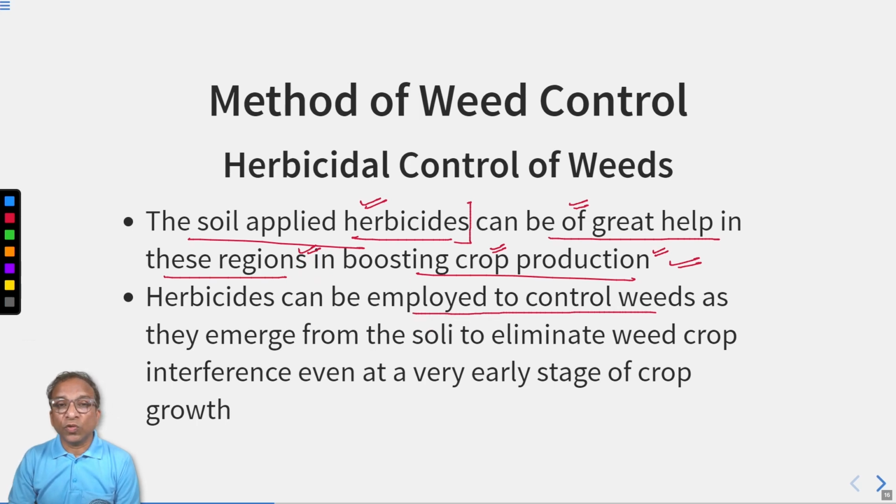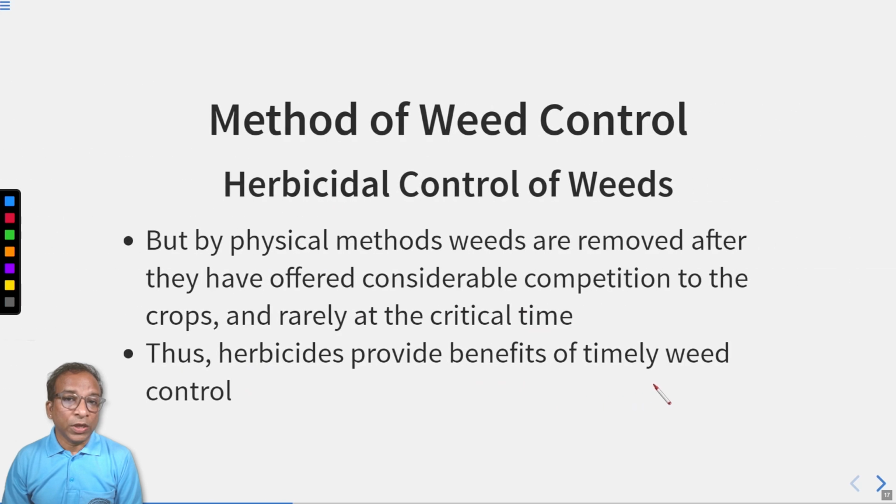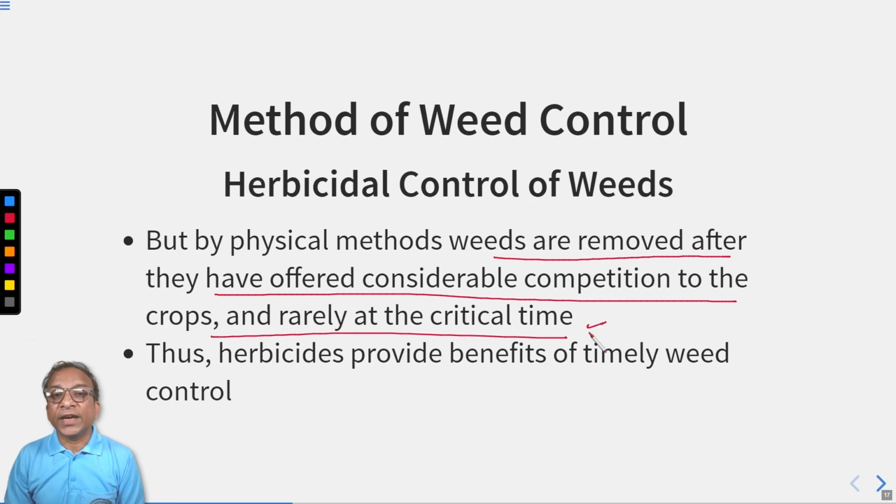Herbicides can be employed to control weeds as they emerge from the soil, to eliminate weed-crop interference even at a very early stage of crop growth. So we can use these weedicides or herbicides when the wheat crops are at the young stage, growing along with the weeds. But by the physical method, weeds are removed after they have offered considerable competition to the crop, and rarely at the critical time.